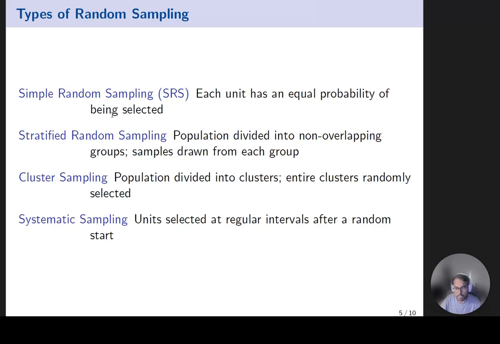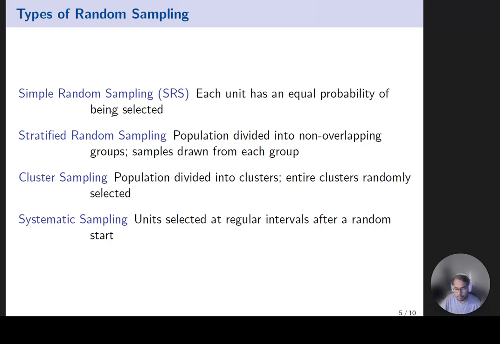Next, we have stratified random sampling. In this approach, we divide the population into non-overlapping groups or strata. Then we draw samples from each group separately. For example, if you're studying the students in a university, we might stratify by year, like freshmen, sophomores, etc., and then take random samples from each year.